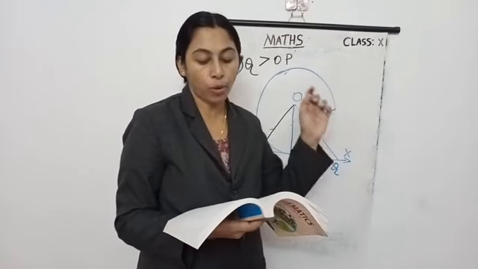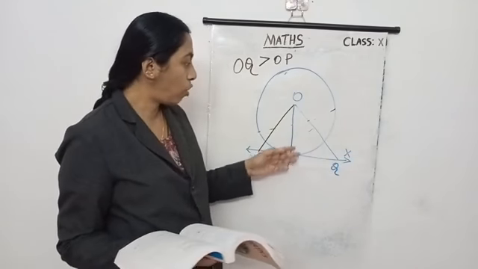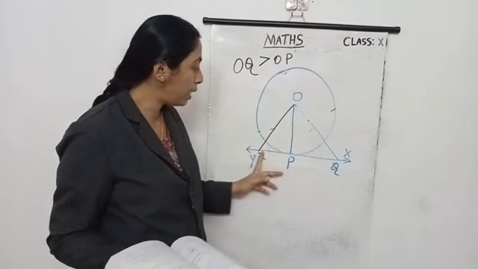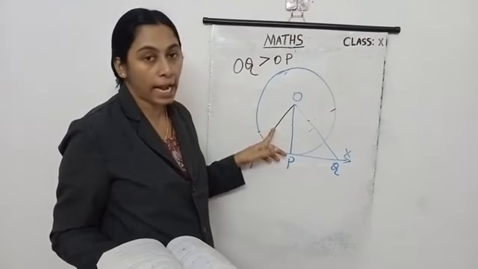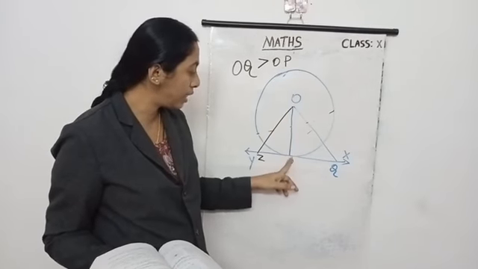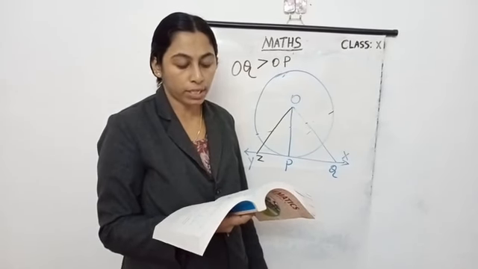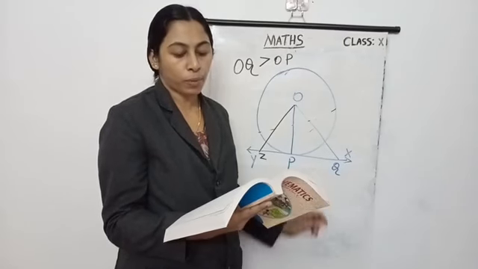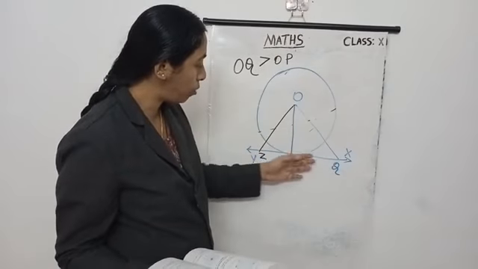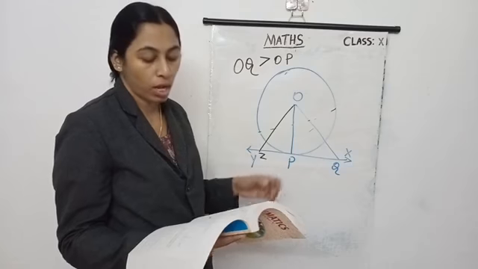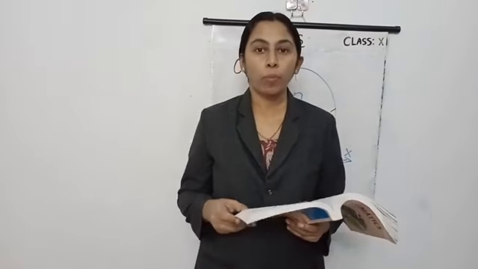Since this happens for every point on XY except at the point P. I already told you that if we take any point on XY and join O and that point, we get a line segment greater than the radius, that means greater than OP. So OP is the shortest of all the distances from the point O to the points of XY. So OP is perpendicular to XY. Hence the proof. So you need to write this theorem and proof in your notebook.